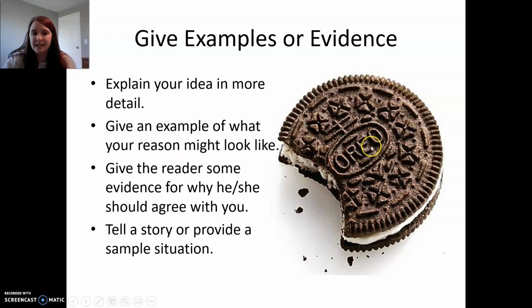The next is the E part of OREO. Now I have to give examples and evidence. What's to prove that? So you're basically explaining your idea in more detail. You're giving an example of what it would look like. Give the reader some evidence, tell a story. So if I was saying that all students are equal, well, if all students are wearing the same uniform, no one has to argue about what they need to wear. That goes along with the fact that all students are equal.